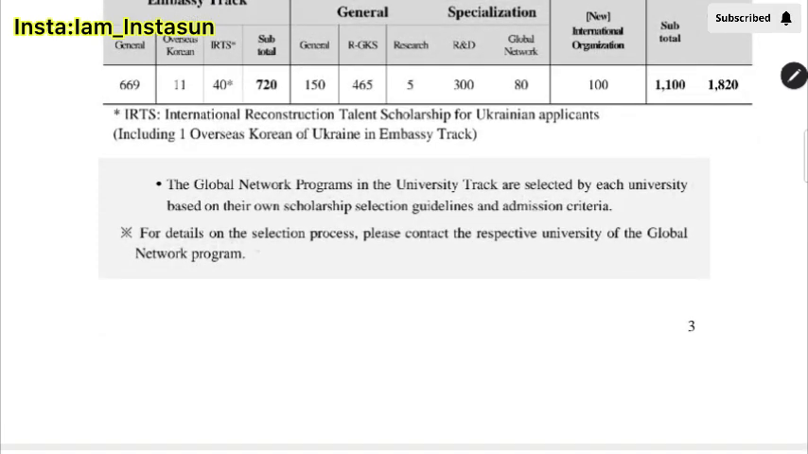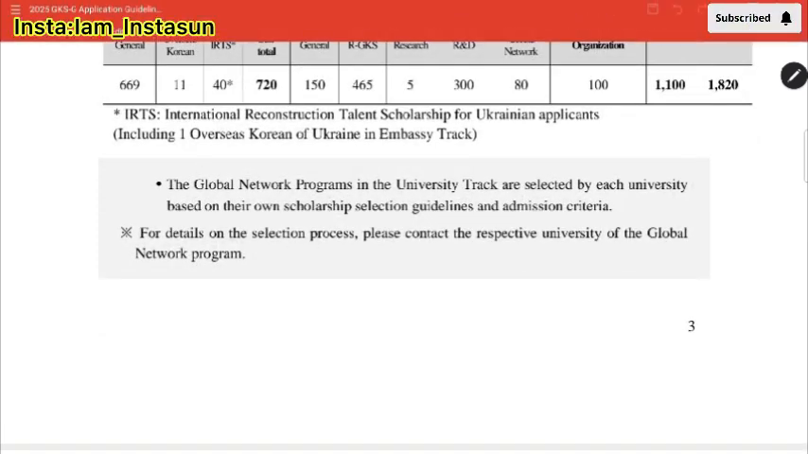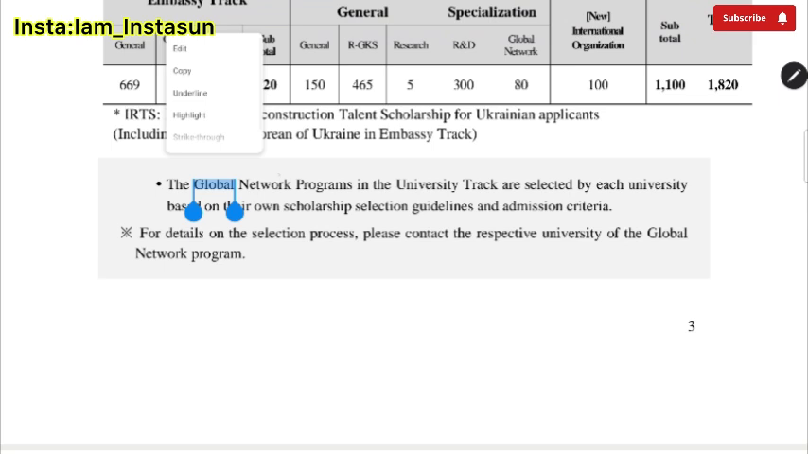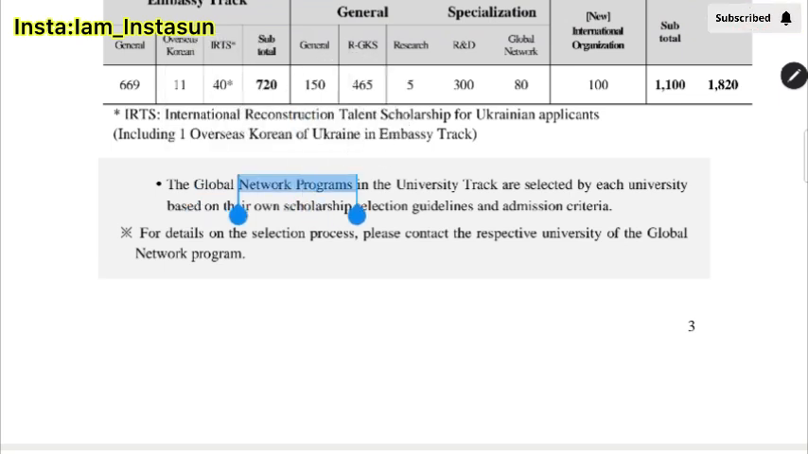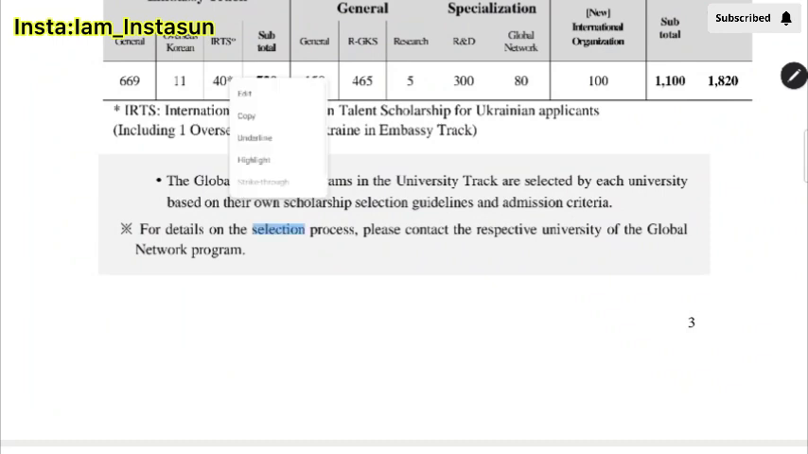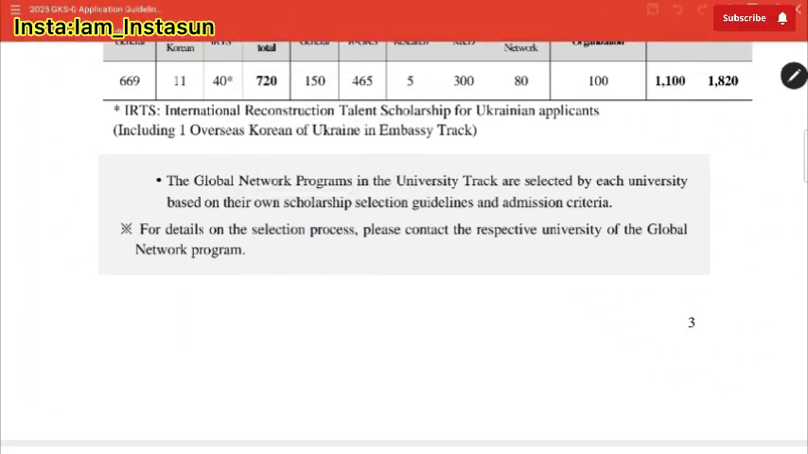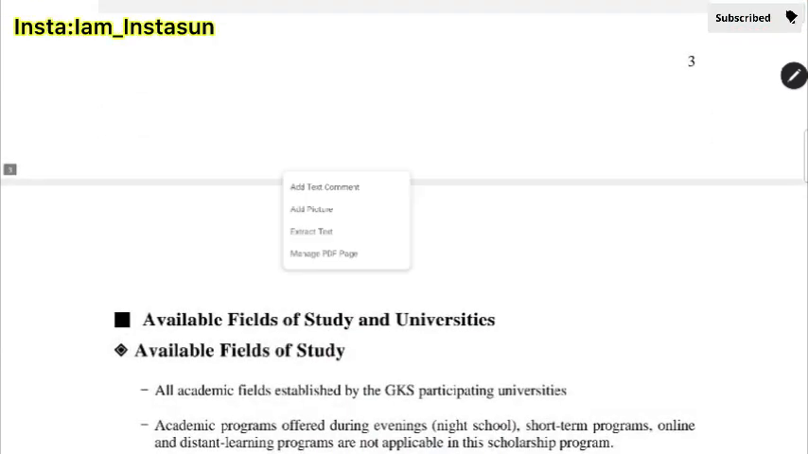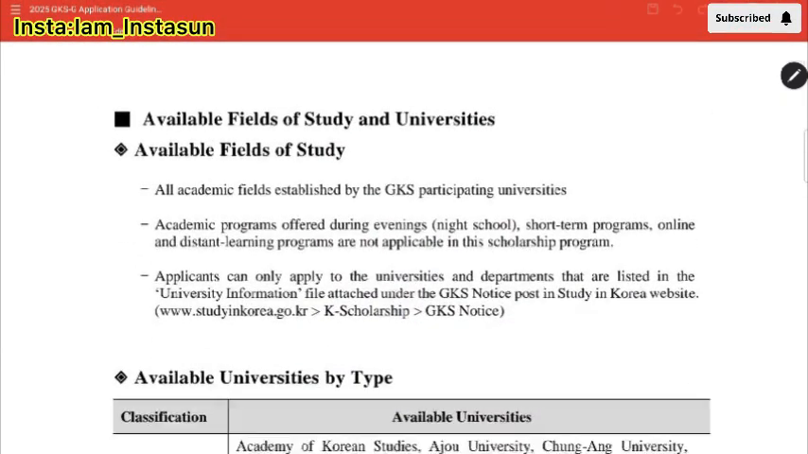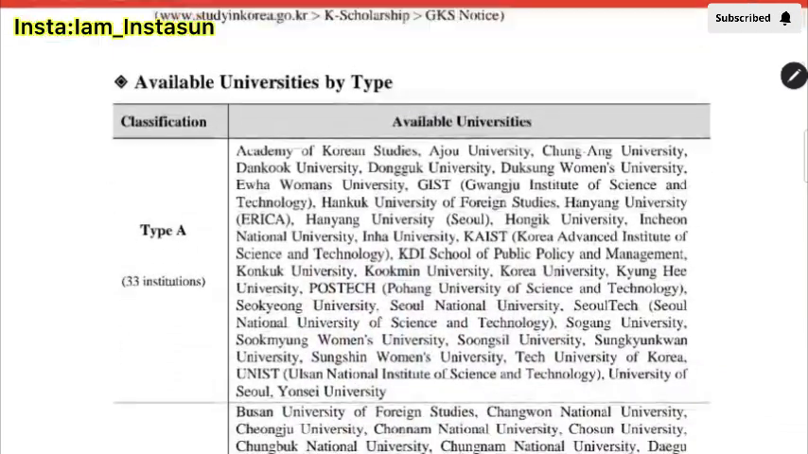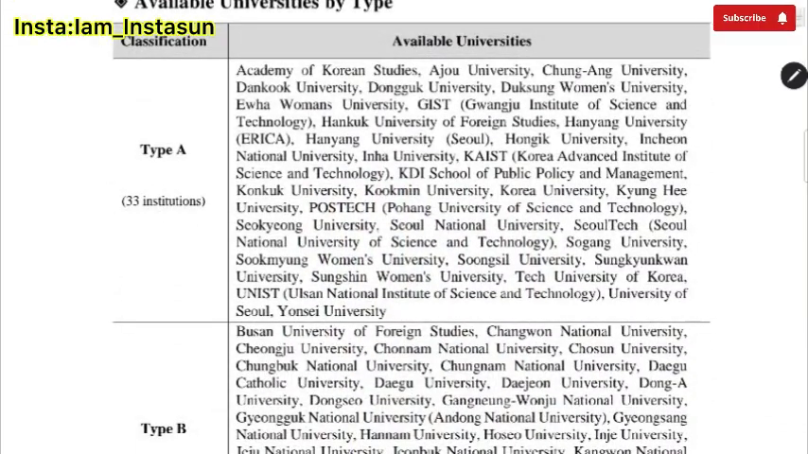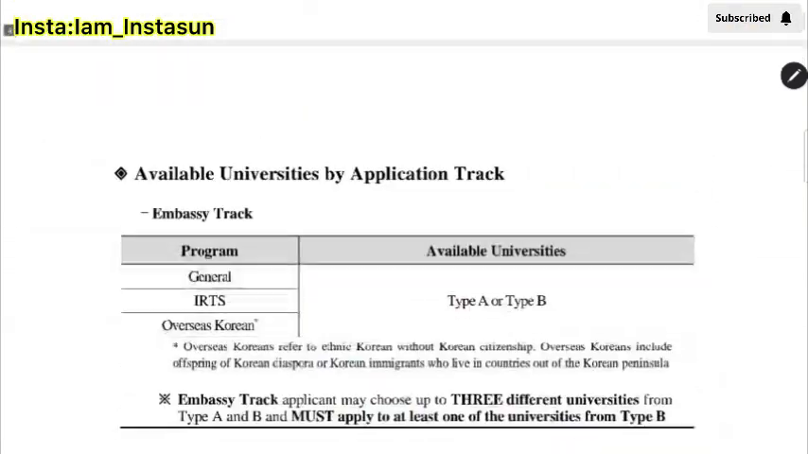So you can see here for details of the selection process for this thing only, global networking program, you can mail them if you need more insights about the selection process. Here it is written. So if you have more questions, of course, because this is a new thing, you can just mail them or contact the respective university. Then these are the universities that come in type A and type B, of course.